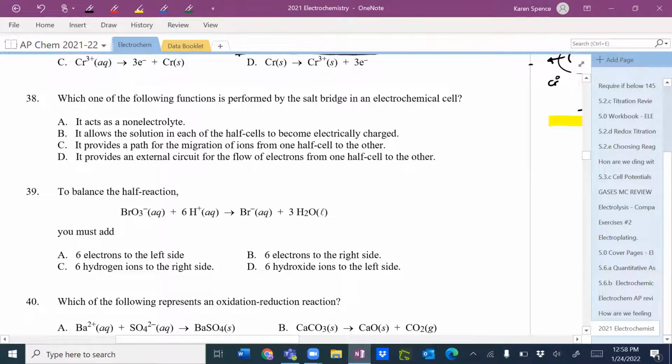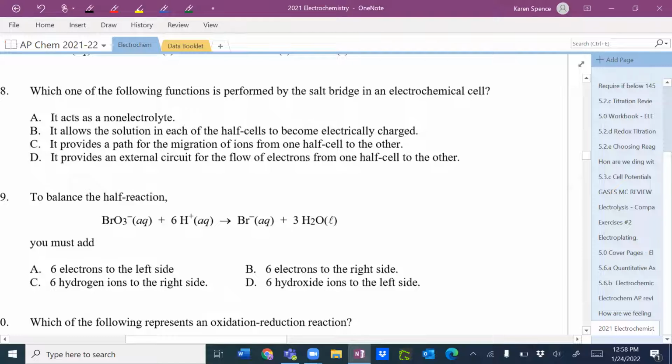Which of the following is the function performed by the salt bridge in an electrochemical cell? It's not a non-electrolyte, that's a silly answer. It allows the solution in each of the half cells to become electrically charged. Electrically charged is a bad thing according to nature, because if you get a bunch of negatives all hanging out together, they're going to repel each other. That is unstable. So that's not what a salt bridge is doing. It's actually trying to prevent the solution in each of the half cells from becoming electrically charged. It provides a pathway for the migration of ions from one half cell to the other.